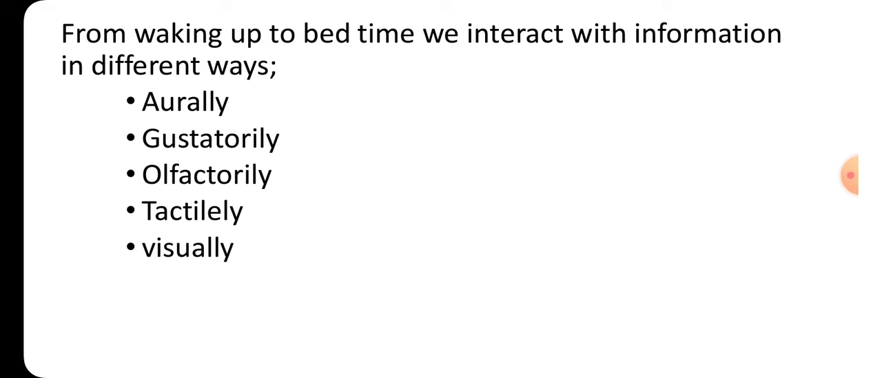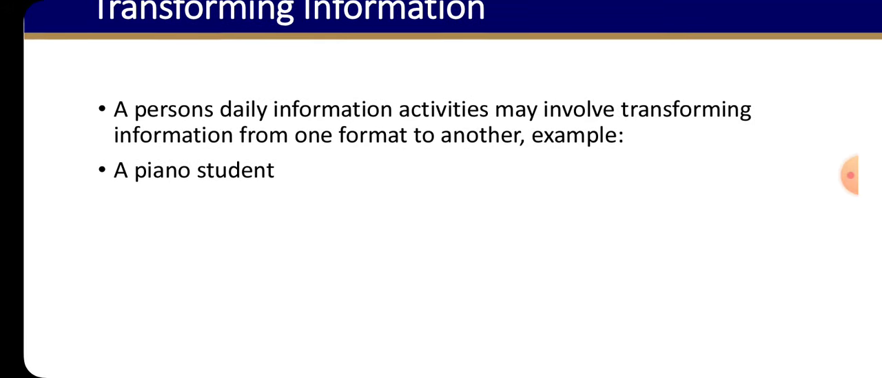Let's talk about visually. It has to do with sight. You respond to information based on what you see. As you are here, you see a madman coming with a knife towards you. What will you do? You respond to it. Is that not it? So these are the ways we interact with information. These are the 5 ways we interact with information: orally, gustatorially, olfactorily, tactily, visually. These things are very, very important.